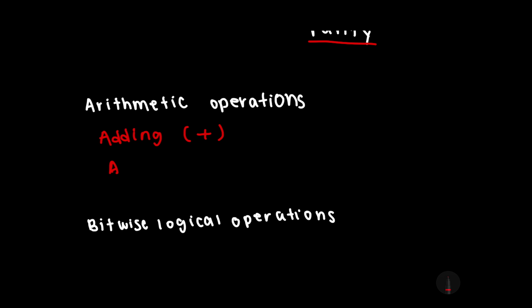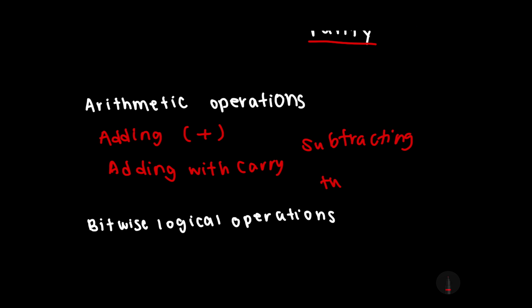Oh my god, don't get me started. The arithmetic operations it can do include adding A and B, adding A and B with a carry, subtracting with a borrow, 2's complement, increments for A, increments for B, decrements for A, and decrements for B.